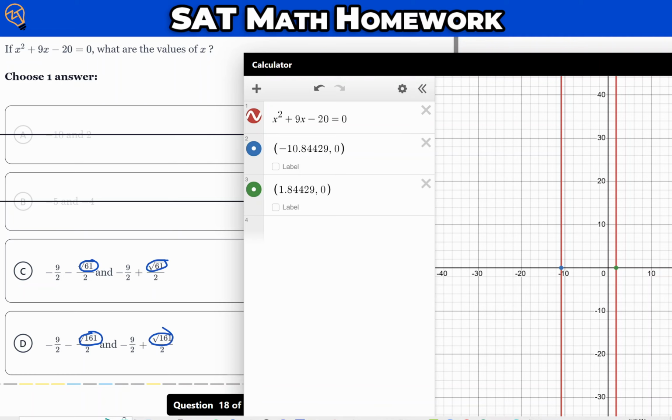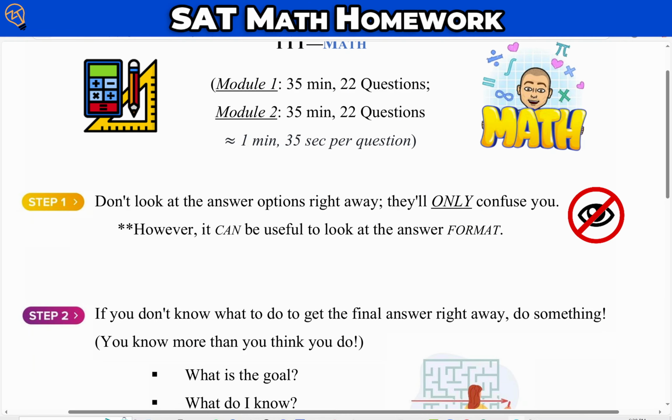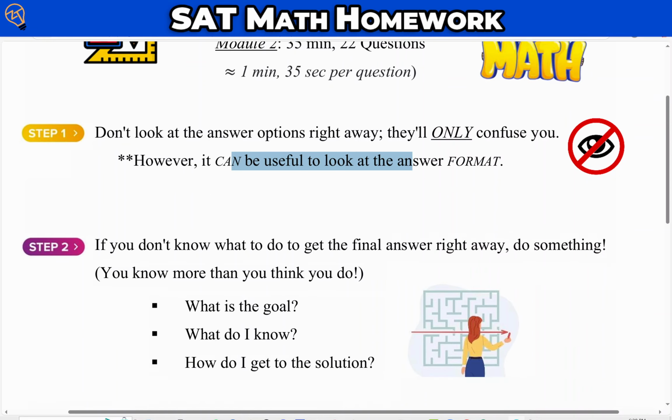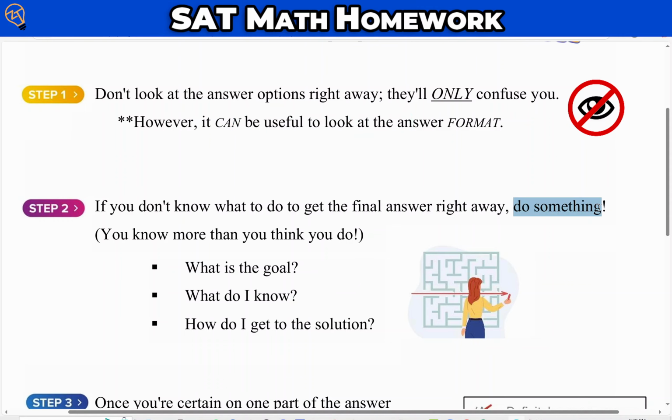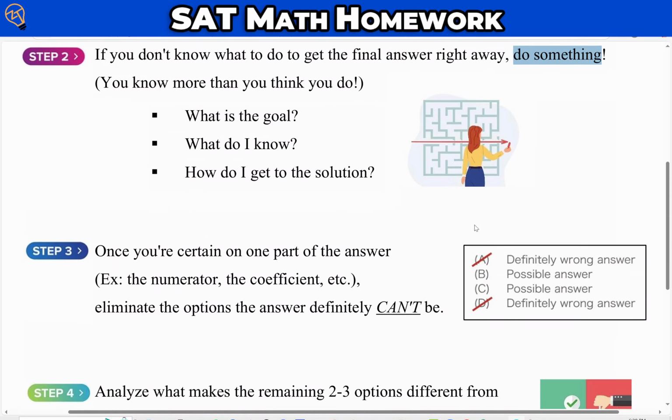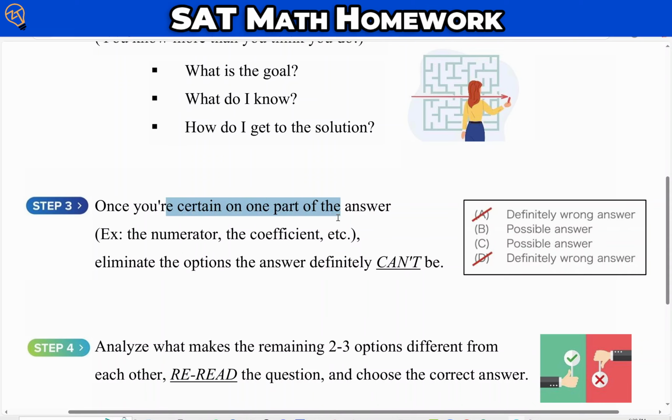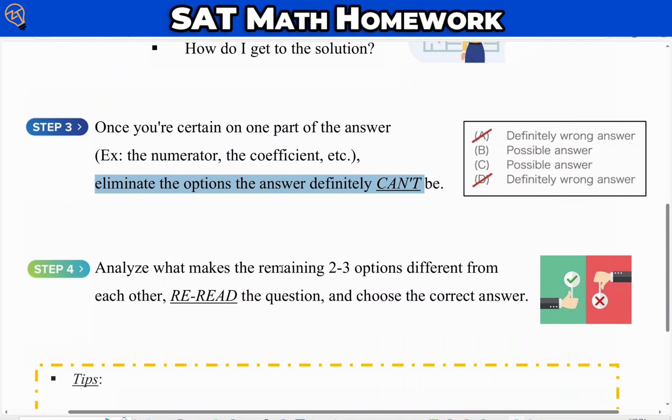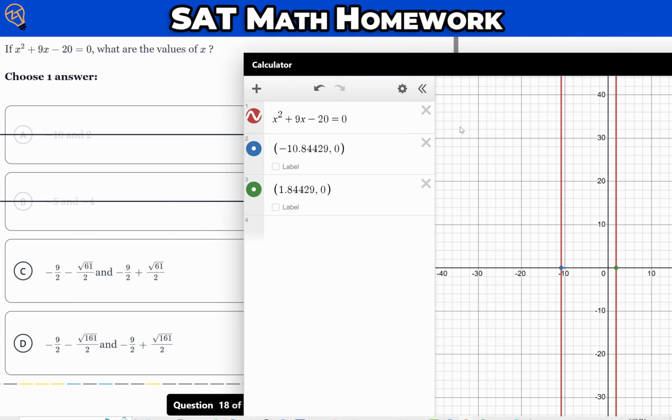So let's think about what we've done so far as it relates to the Triple T document. We used the answer format to help us know that probably factoring by hand isn't going to be a great option. So we went ahead and did something on Desmos. We found those x-intercepts. And once we were certain that they were not integer answers, we eliminated those two options of A and B. Now for the remaining two options, what makes them different from each other? Well, it's this 61 versus 161.